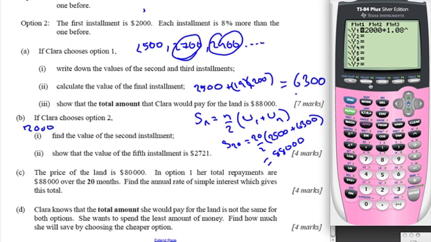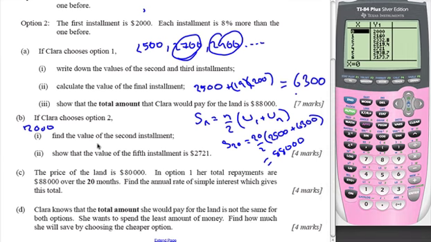Come on. Why is it not working? There we go. To the power of x. Enter. Let's just make sure our table's set up correctly. So we're going to start at 0, go up in ones. That sounds okay to me. Look at our table. So here we go. Here's our first term, second term, third term. So we want the second. The second installment is 2,160.